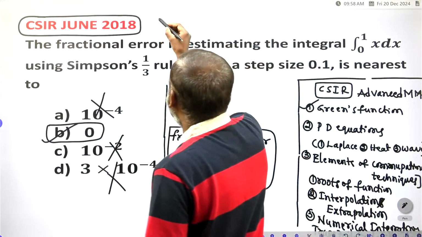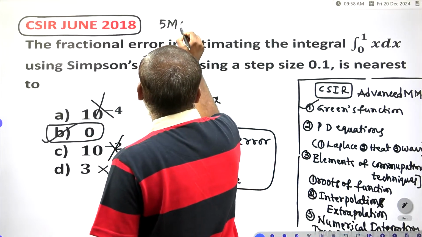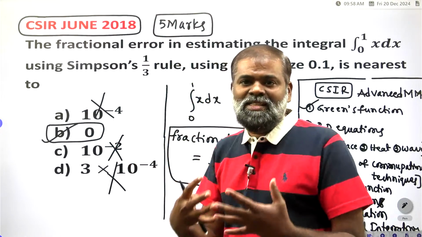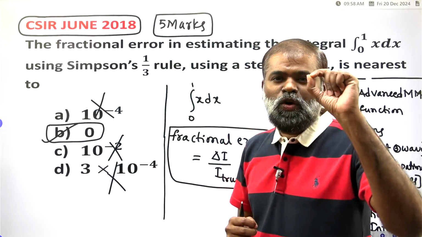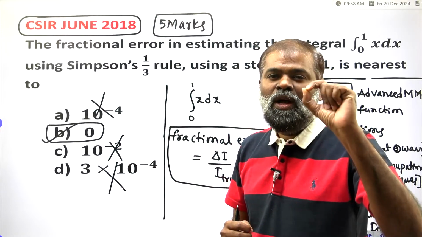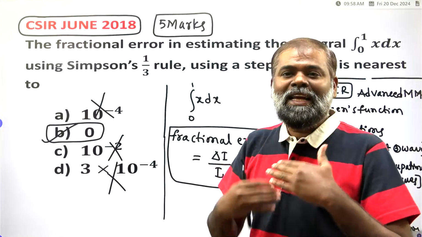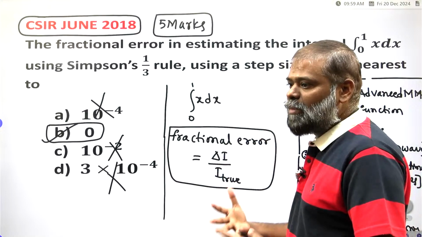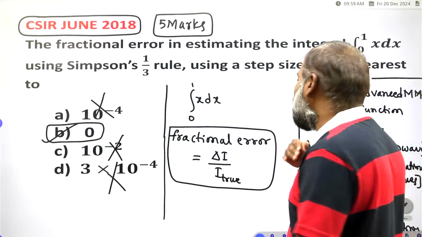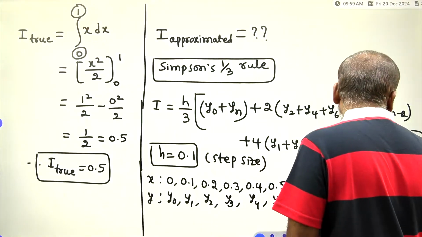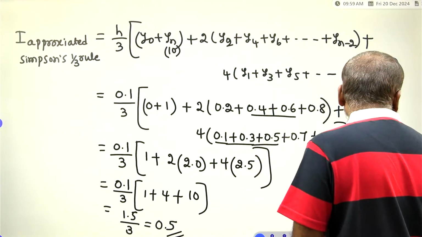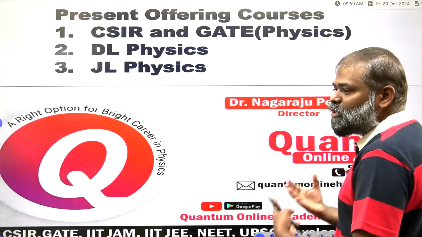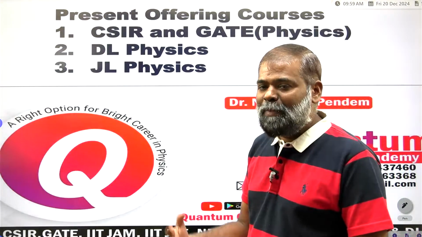How many marks will you get? 5 marks in the CSIR examination. See how simple it is. Don't miss these numerical methods questions. Once you can do the numerical questions, you will definitely get 5 marks based on Simpson's 1/3 rule. Maybe Simpson's 3/8 rule also will come. You have to learn Simpson's rules. So this is very, very important. Like this we have to calculate. This is the procedure to follow, because it is a 5 marks question and needs a little bit of procedure, a little bit big one.